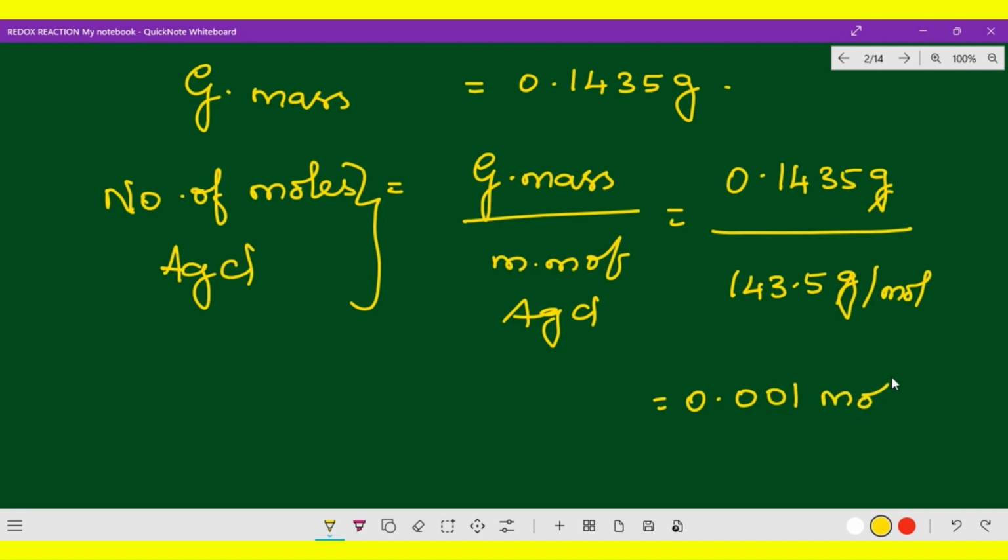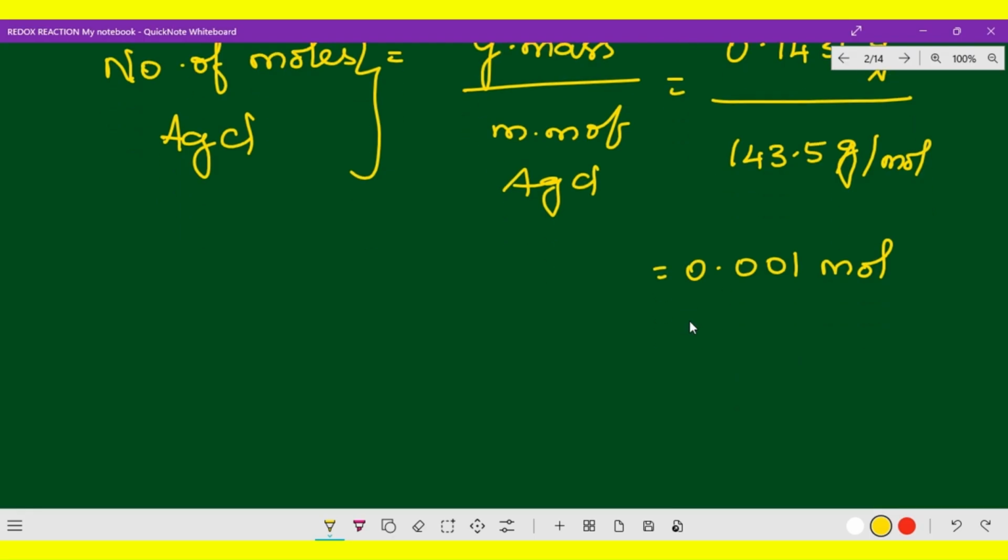0.001 mole. I hope you got the clarity. This is per mole, so naturally it is normal, there is no inverse. Okay, now you got that idea, no? Next one, mass of HCl, you know very well. So now we have to find out the mass of HCl.